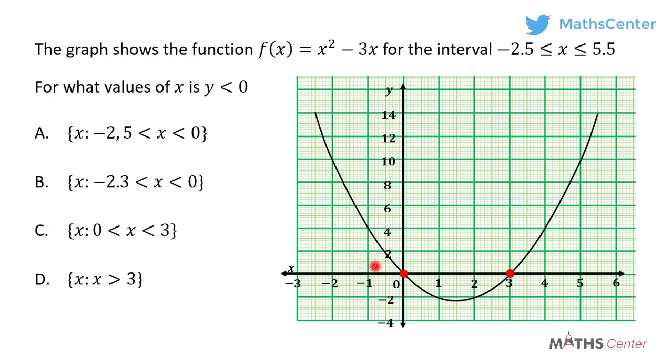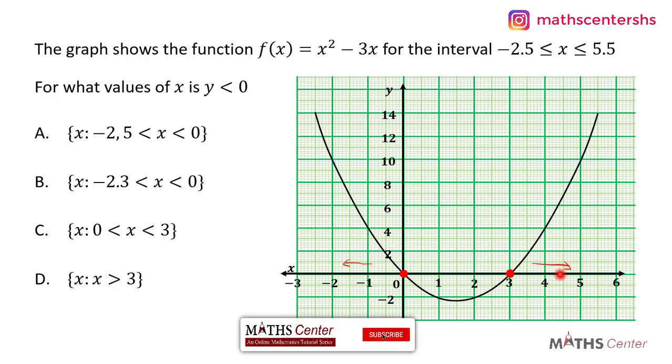But when we pick an x value that is less than 0, that is the x values that are on this side of the graph, and we trace it to the curve, you can see that its corresponding y value will be positive. In the same way, when we pick an x value that is greater than 3, that is the x values that are on this side of the graph, and we trace it to the curve, its corresponding y value will be positive.